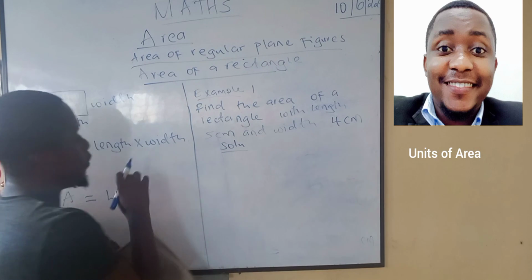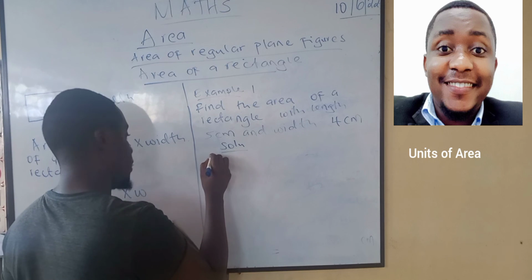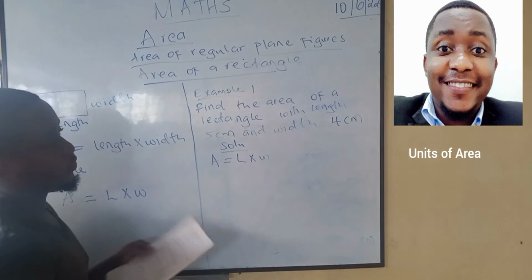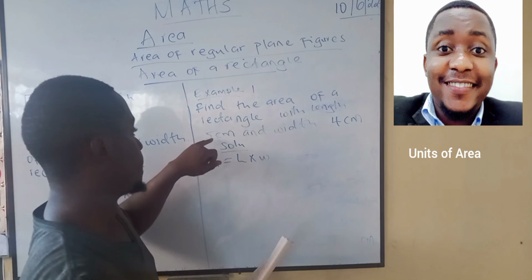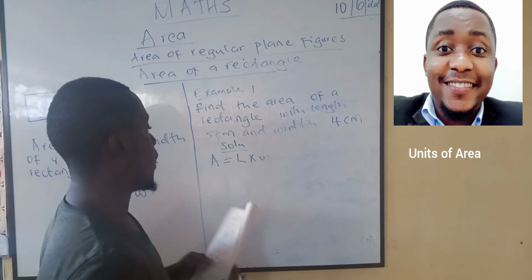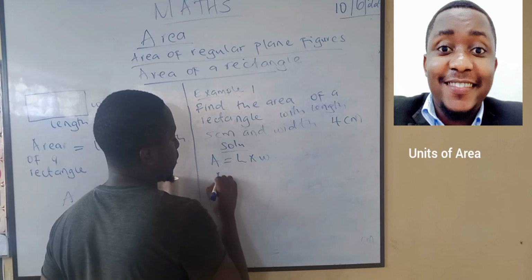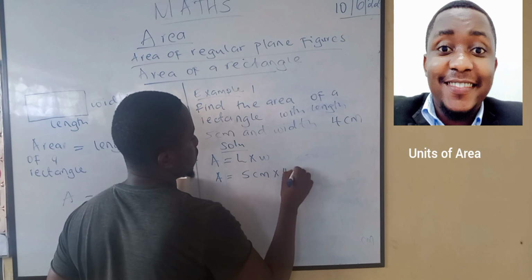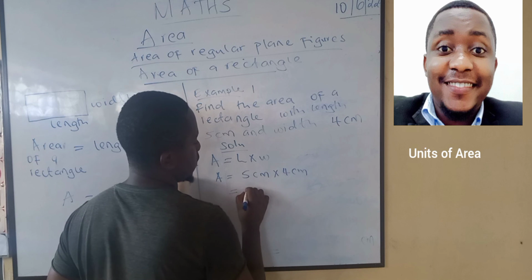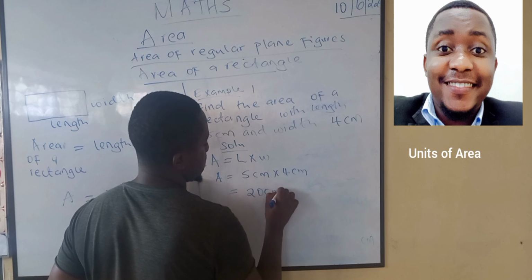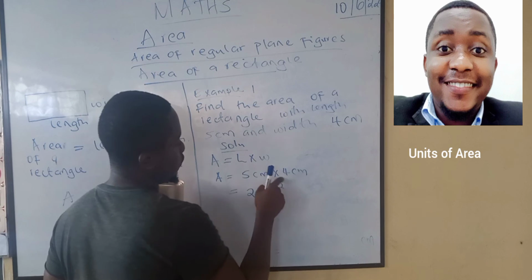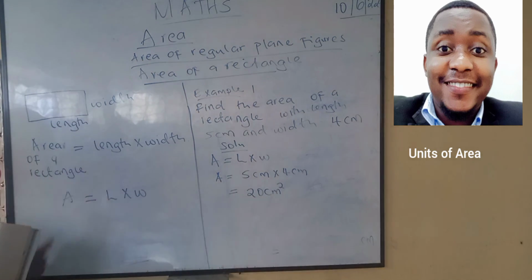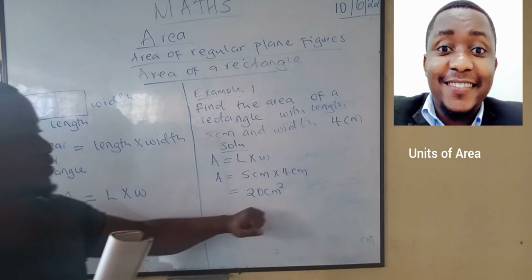Now recall our formula. The formula stated that area is equal to length times width. We have already been given the length as 5 and the width as 4. So you'll have our area as 5 centimeters times 4 centimeters, giving us 20 centimeters squared. Do not forget to put the square there because we're talking about area. Area is always in square units.